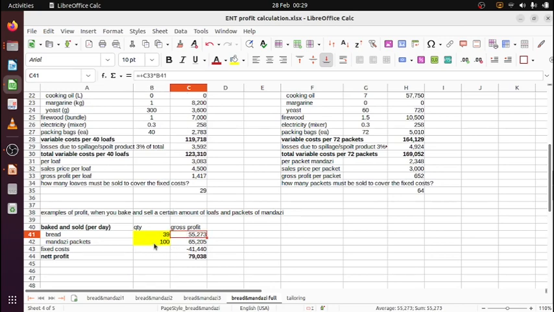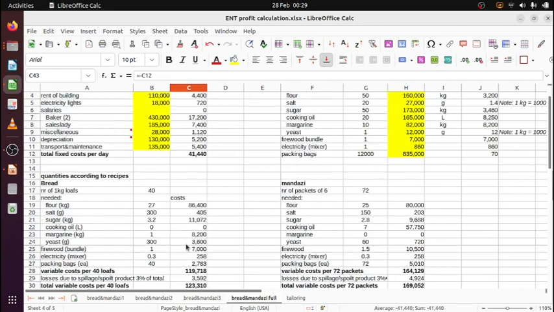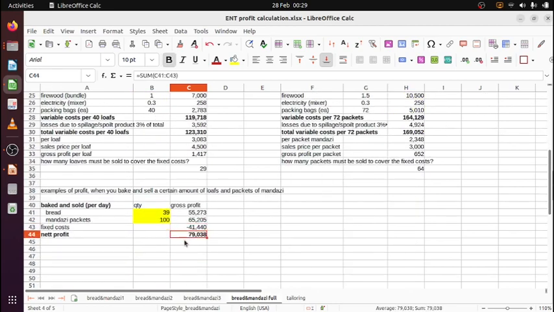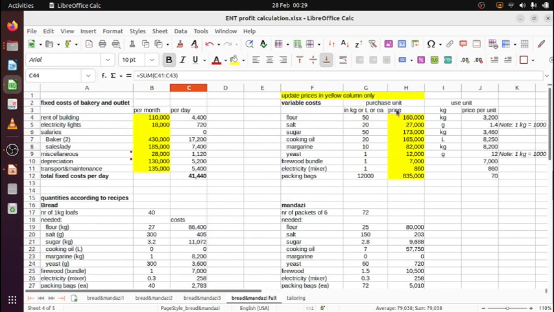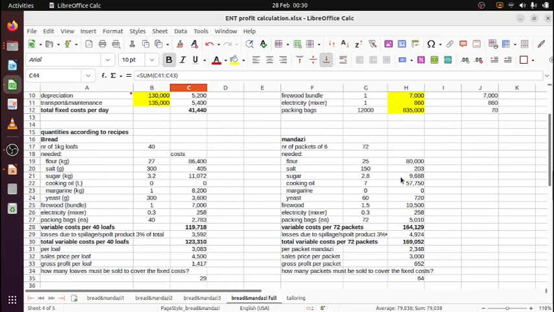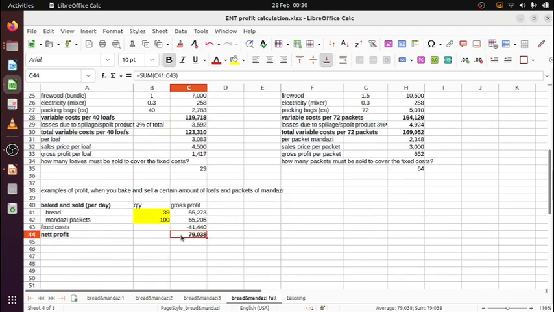And if you sell another 100 packets of mandazi, then your gross profit is that, minus your fixed cost, leaves you at the end of the day with almost 80,000 shillings, 79,038 to be precise. And changing the prices of your products, of course, will have an effect on your net profit here.